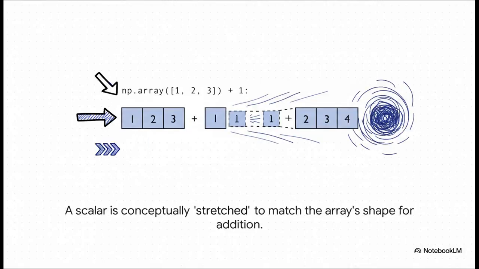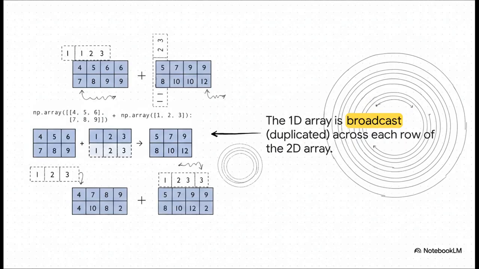Okay, so let's look at the most basic example you can imagine. We're adding the number 1 to an array. NumPy looks at this and just goes, yep, no problem. I'll just stretch this one number to match the whole array shape and add it to every single element. This is broadcasting in its simplest form.